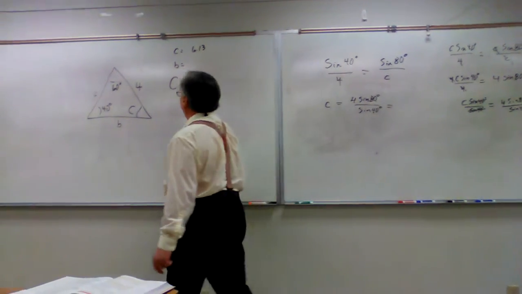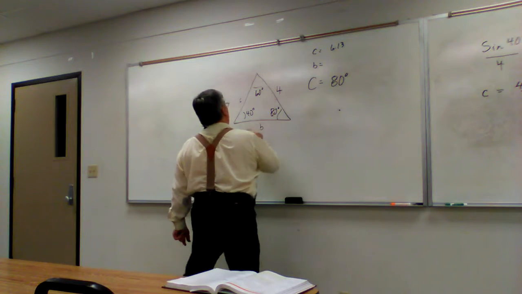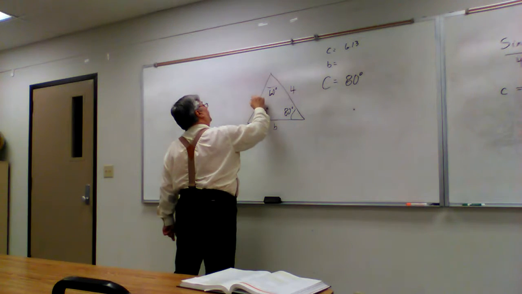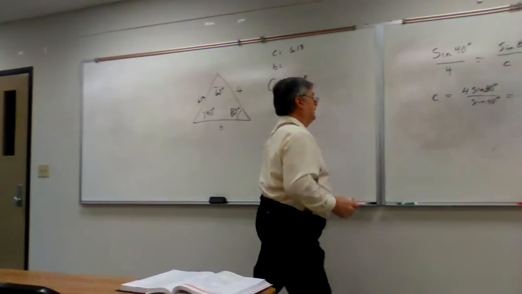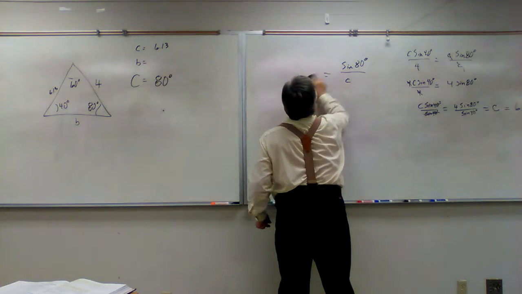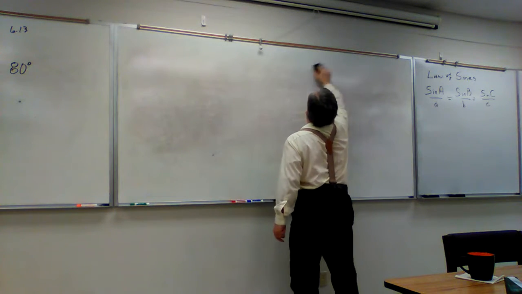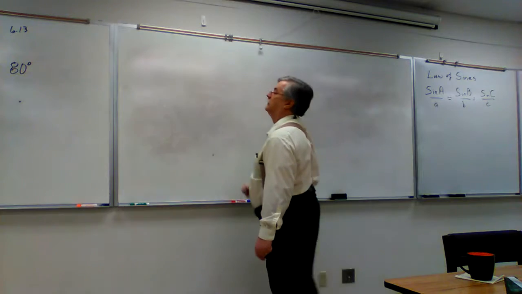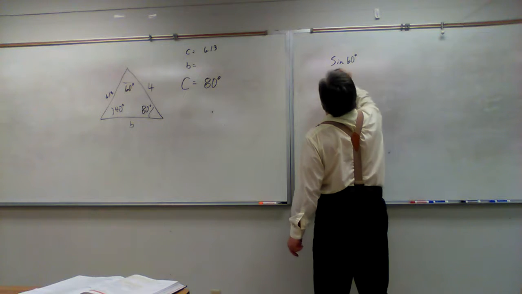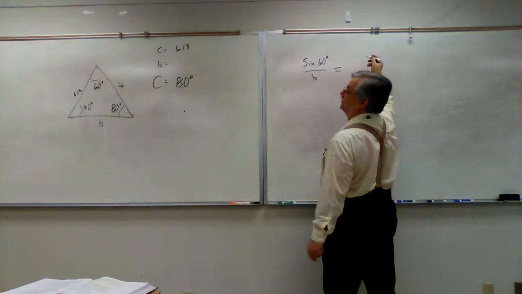Right. We've got, that's now 80 degrees. And this is now 6.13 to whatever units. So, how do we just repeat the process and solve for B? So, we know that sine of 60 degrees divided by B is equal to, pick one. Which one do we want to use?